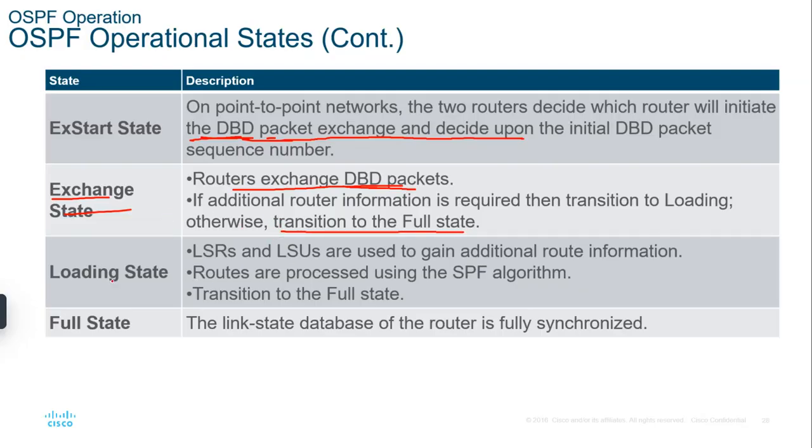In loading stage, link state requests are sent because it now needs the information. Requests and link state updates are used to gain additional route information. The routes are processed using the shortest path first algorithm, and then it transitions to full stage. And in full stage, the link state database of the router is fully synchronized.